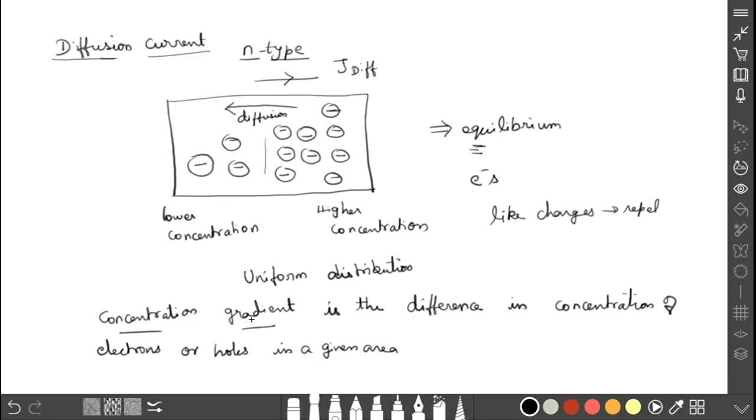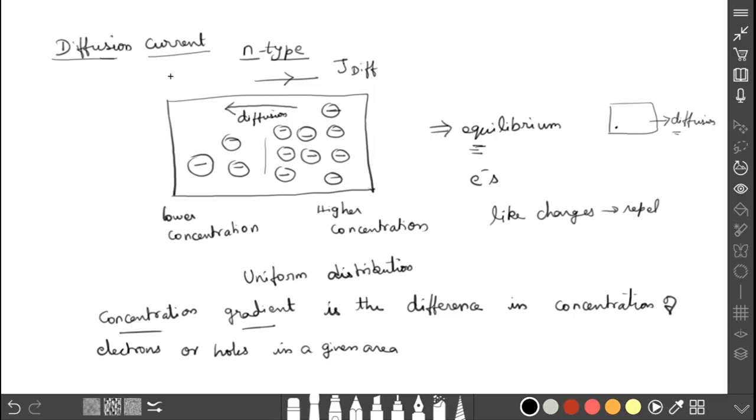So how to understand the diffusion current in general? For example, if you are using a room freshener, this is the room, you press the room freshener at one point, but what is happening? It will spread to the whole room. How is it happening? Due to the process of diffusion only. Not only a room freshener, any bad odor or smell will also spread to the whole room. That is due to diffusion. Due to that process only, this current is also produced from higher concentration to lower concentration. That's the diffusion current.